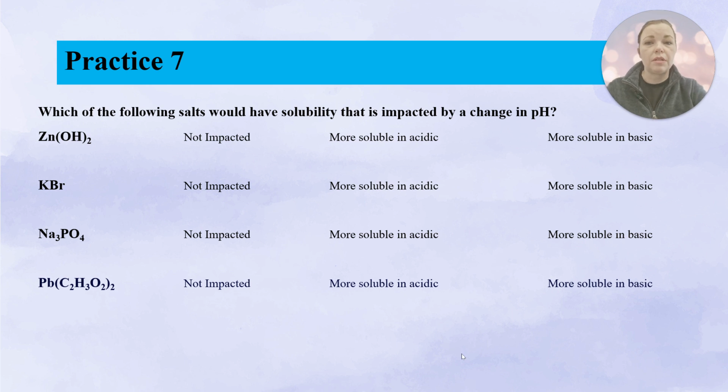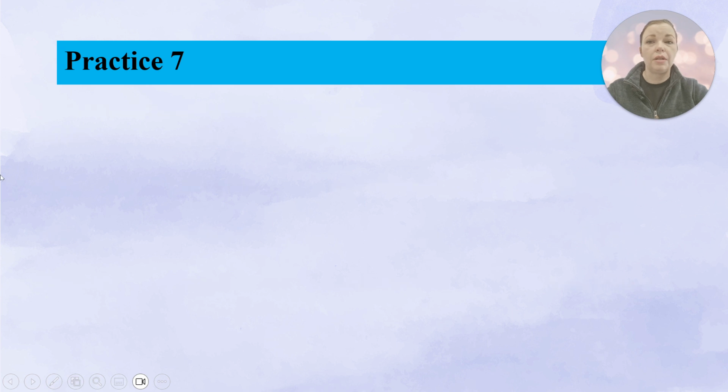Which of the following salts would have solubility that is impacted by a change in pH? So we have Zn(OH)2, KBr, Na3PO4, and Pb(C2H3O2)2. So go ahead if you want to try these on your own. Pause the video now because I'm about to go through the answers. So we're going to take these one at a time.